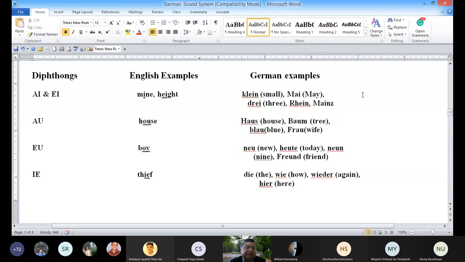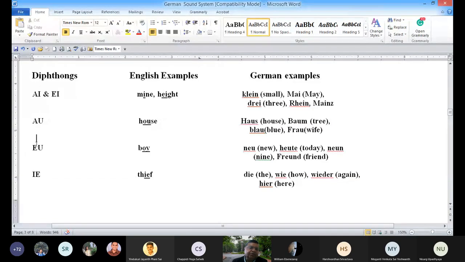The next combination is A and U. It's very simple: if you combine A and U, it becomes AU. We have this sound in English words like house. So similarly, very easily you can pronounce the German words Haus, Baum, blau, Frau. Haus means house, Baum is tree, blau is the blue color, and Frau means wife.